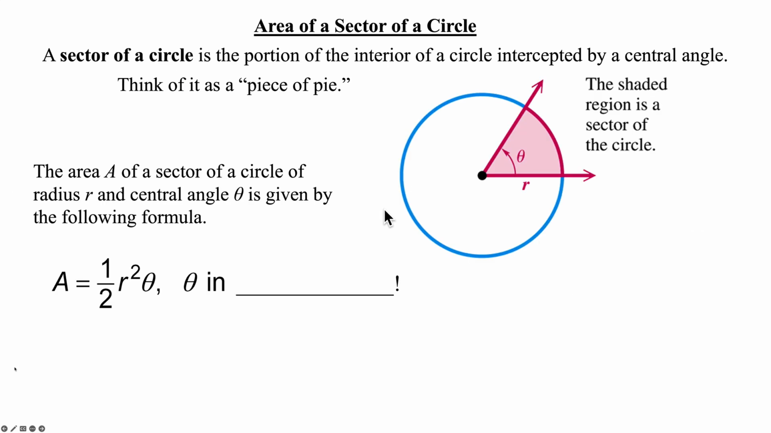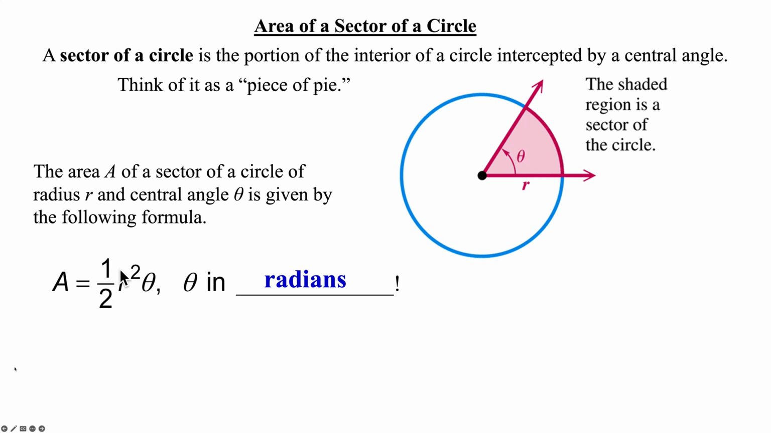Next formula we're going to talk about is area of a sector of a circle. So a sector of a circle is the portion of the interior of the circle intercepted by a central angle. Think of this as a piece of pie. So this shaded region is my area. So our formula is area equals 1/2 r squared times theta, where again theta has to be measured in radians. It looks a lot like 1/2 times base times height, doesn't it? Because that kind of looks like a triangle.